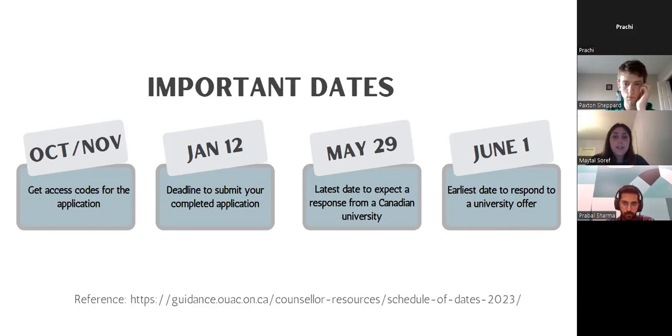May 29th is the last date to expect a response from a Canadian university. So May 29th is the deadline for you to receive your last acceptances or rejections from the universities you applied to. And June 1st is the earliest date to respond to an offer. So this is the earliest day that you can accept or reject an offer.